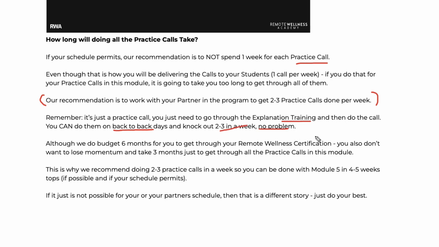Okay, so although we do budget 6 months for you to go through the remote wellness certification, you also don't want to just lose momentum and then take 3 months to get through all the practice calls inside of this module, right? And so if your schedule permits, we would highly recommend doing 2 to 3 practice calls per week, okay? This is why we recommend 2 to 3 practice calls in a week, so that way you can get done with Module 5 in about 4 to 5 weeks tops. Again, if possible and if your schedule permits.